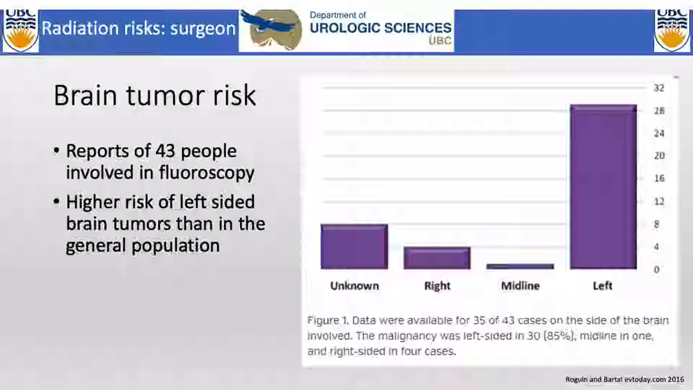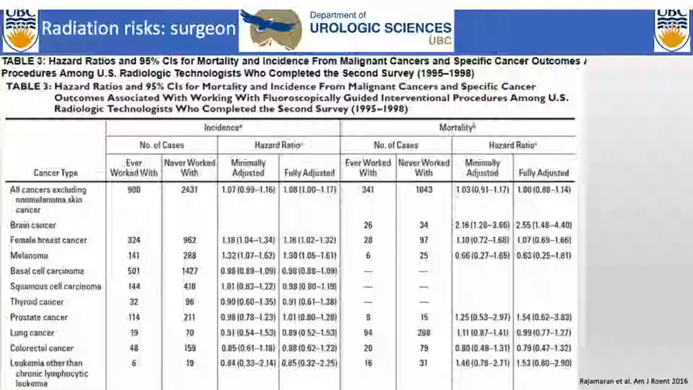What they've found is that among the people they've tracked down who have brain tumors, the risk is much higher on the left side. So their brain tumors are almost always left-sided as opposed to right-sided. The concern is that the higher dose on the left side may be linked to brain cancer. There is a high risk of bias in this, as it is just a collection of individual case reports that they're putting together.